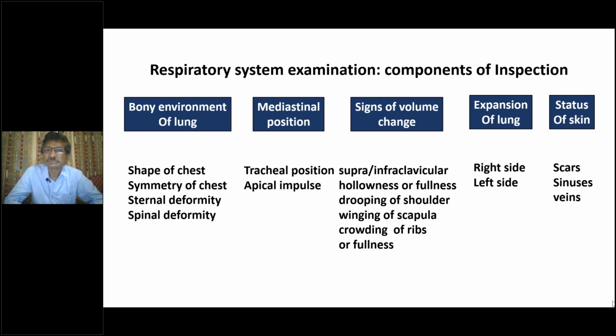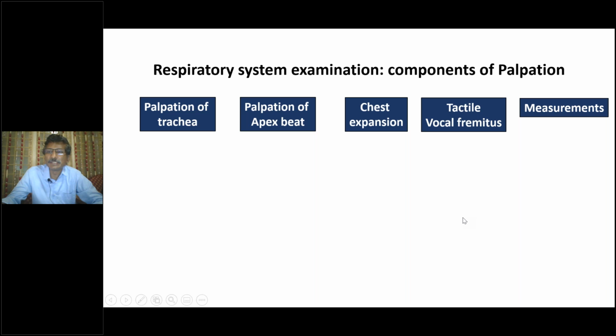Is that clear now? Inspection finding in right lower lobe consolidation, the only finding you will have will be decrease in the chest expansion. There will not be any mediastinal shift. There will not be any evidence of volume loss or volume gain. Okay. Now, can you guess the findings in palpation? So, what finding you will get in palpation?